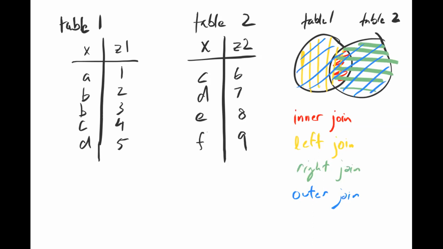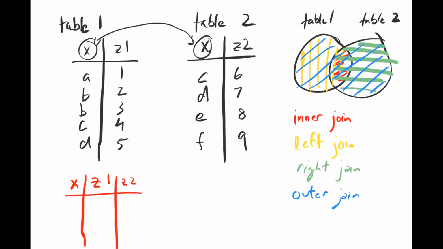Okay, what the heck does that mean? Let's take a look at this exact example here. We're going to go through each of these four and draw the tables. I'm going to do a join based on the values of my common column called X, which means I will now have a third table with a column X, a column Z1, and a column Z2.